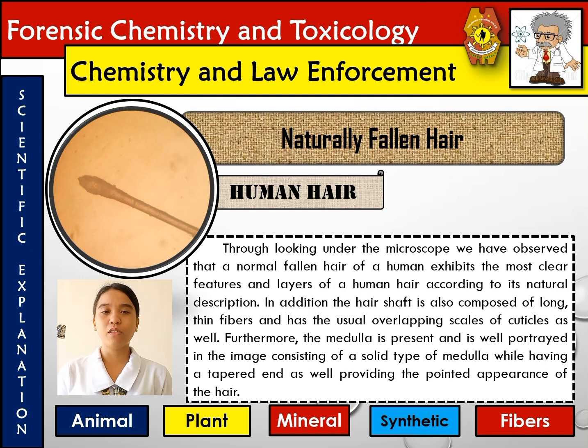Fallen human hair. Through looking under the microscope, we have observed that a normal fallen hair of a human exhibits the most clear features and layers of a human hair according to its natural description. In addition, the hair shaft is also composed of long, thin fibers and has the usual overlapping scales of cuticles as well. Furthermore, the medulla is present and is well portrayed in the image, consisting of a solid type of medulla while having a tapered end, providing the pointed appearance of the hair.